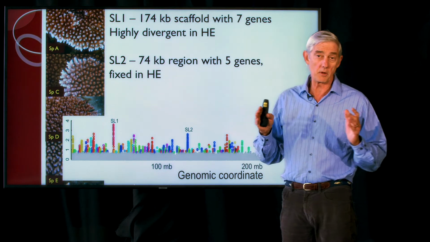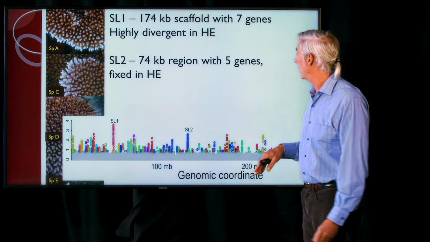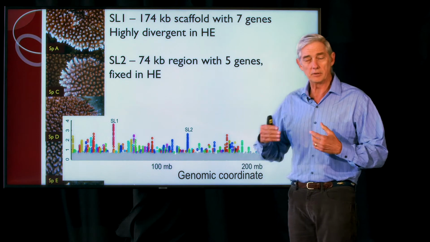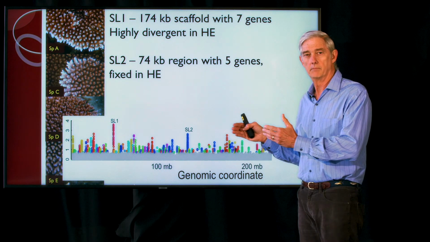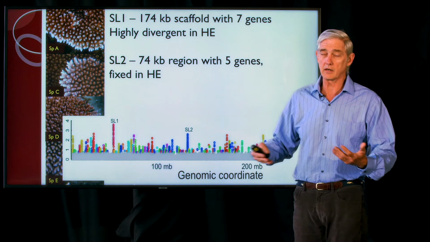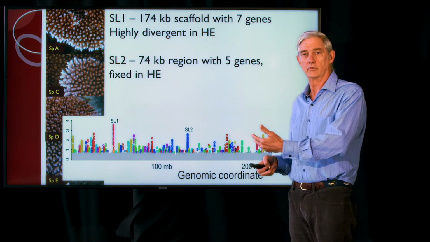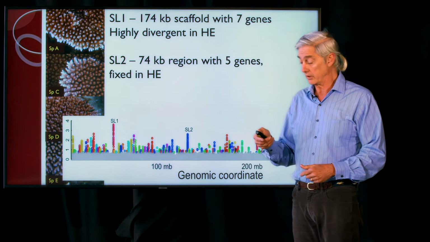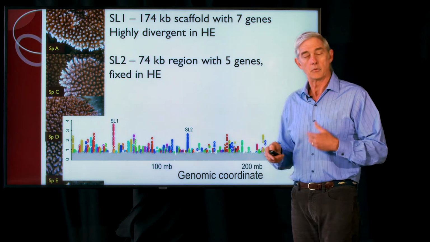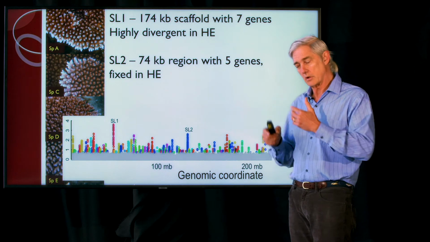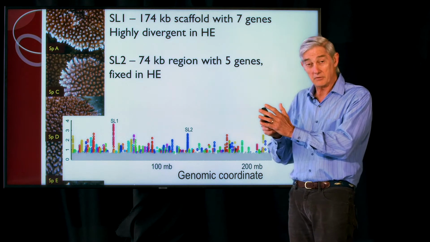SL2 is an even smaller region. It's 74 kilobases. It has 5 genes. It's completely fixed in HE. There isn't any genetic variation at all in the warm water resistant species compared with the other corals. We dig down even further and say, well, we have a piece of the genome that seems to be under selection.